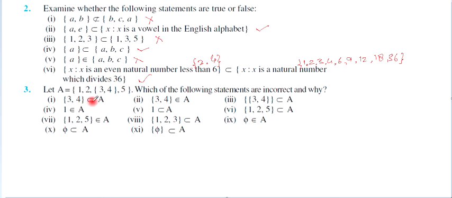Now question number 3. This is very important and you have to understand this question. Set A contains these elements 1, 2, second element {3, 4}. This is also an element. And this element contains 3 and 4. So whenever we have to write 3, we cannot write 3 here separate because along with 3 always 4 will be coming. So this complete makes one element of the set A and 5 is the fourth element. Then which of the following statements are incorrect and why?